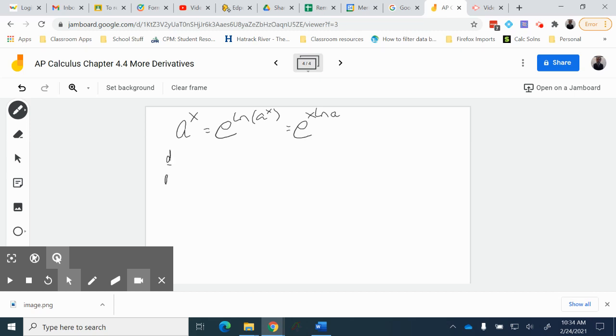So let's take the derivative. Well, the derivative of a to the x, which is what we're trying to find, equals, by the chain rule, there's my outer function, there's my inner function. So my chain rule says that it's the derivative of the outer function, which is itself, times the derivative of the inner function. Well, the derivative of natural log of a times x, notice I'm rewriting it in the opposite order, well, that's just a constant. Natural log of some number is a constant value. So the derivative of that is just the natural log of a.